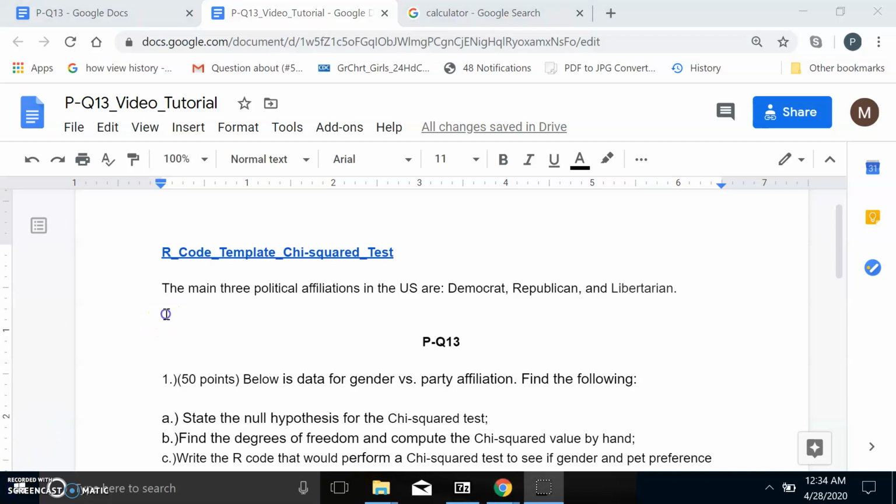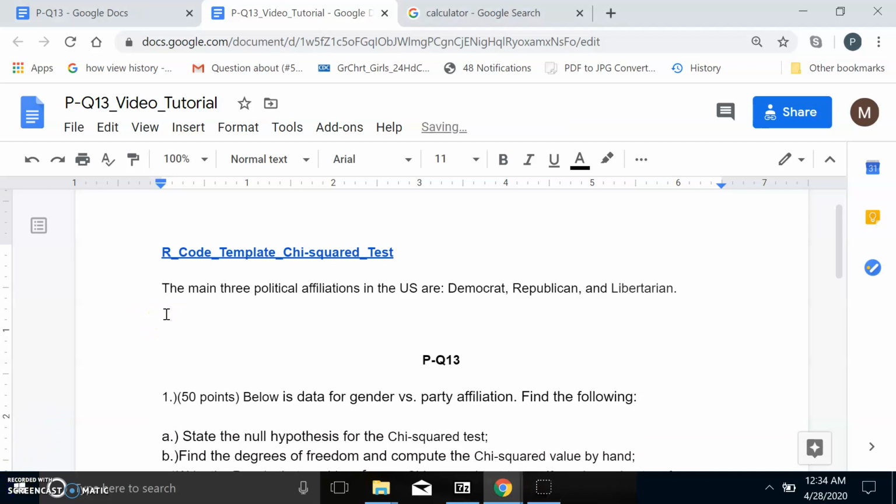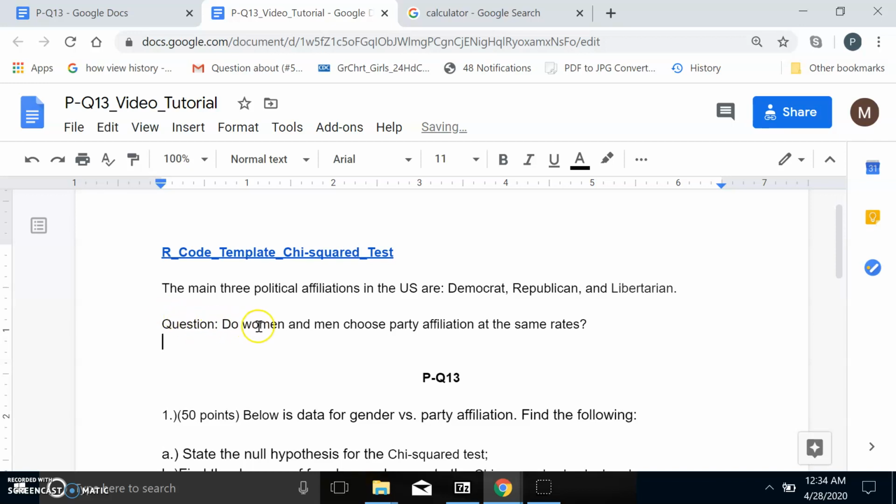So here's my question. Do women and men choose party affiliation at the same rates? For example, if 30% of men are Democrats, does that mean that 30% of women are Democrats, and so forth? So let's get going here.